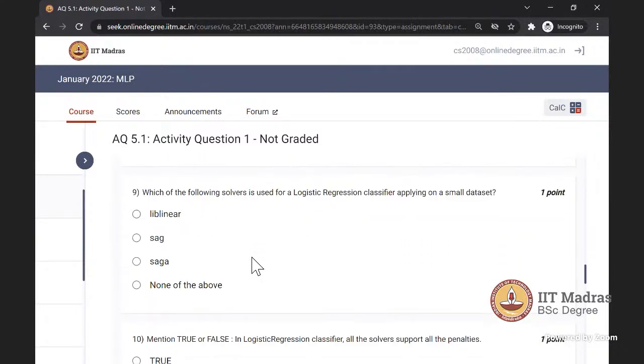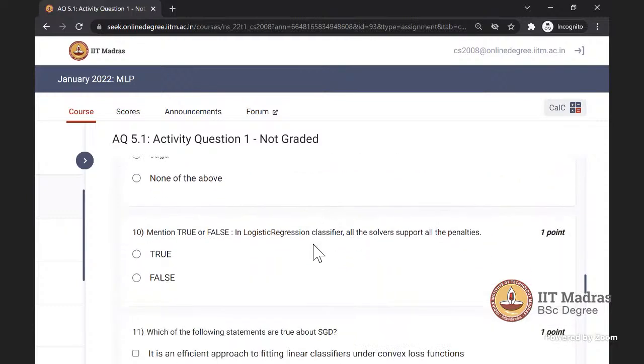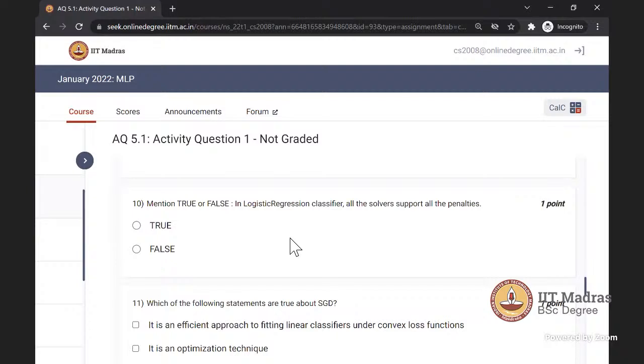Correct. Question number 9. Which of the following solvers is used for logistic regression classifier applying on a small dataset? And then linear. Linear. Right. In logistic regression classifier, all the solvers support all the penalties. True or false? No. Yeah, false. Yes.